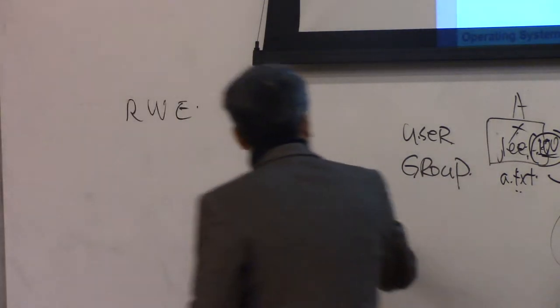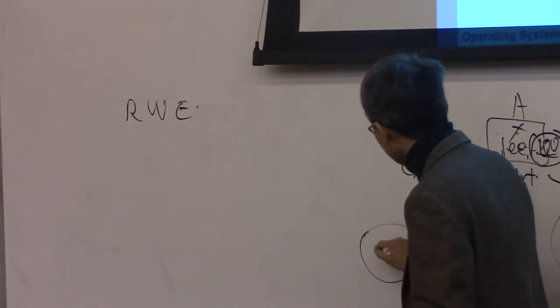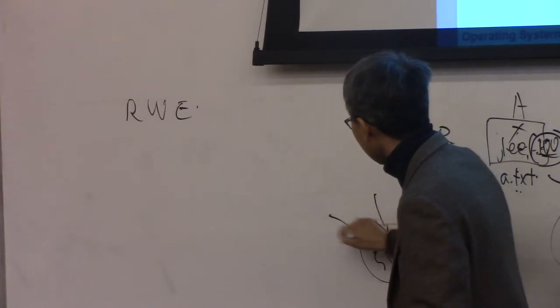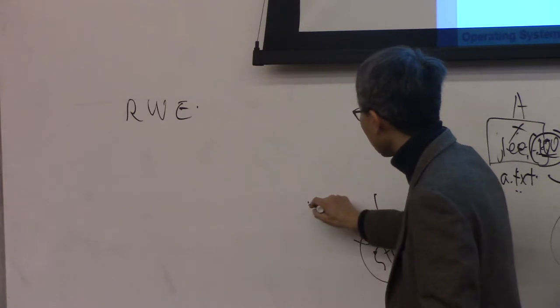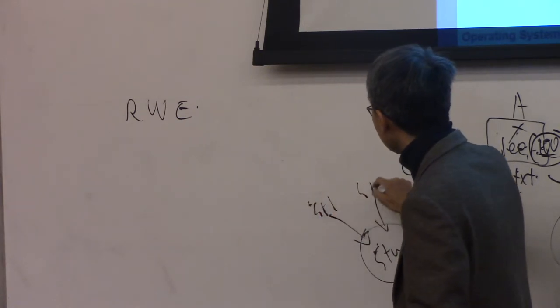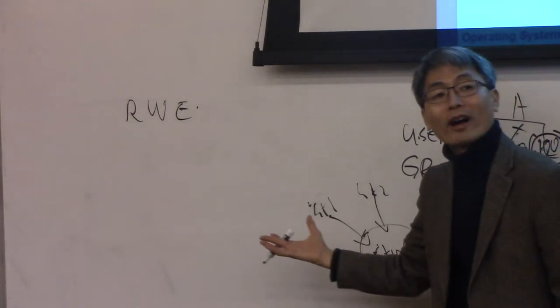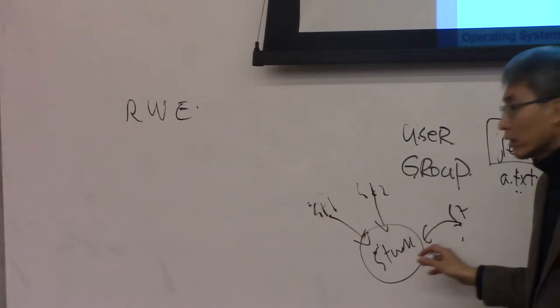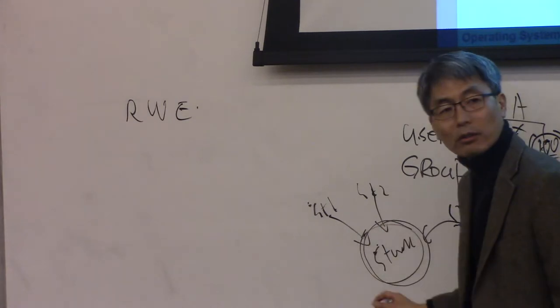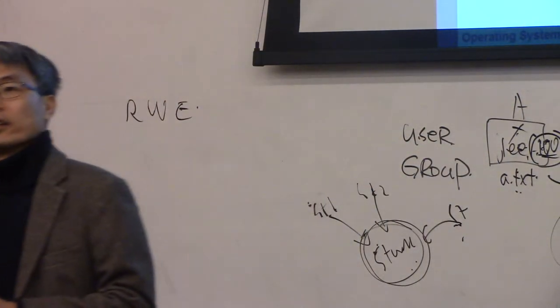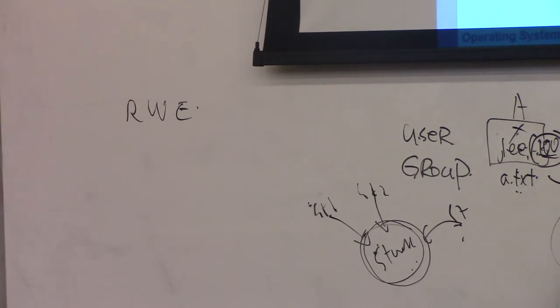So if we create the group, like the student group, we can assign this group to student 1, student 2, student 3. Then instead of granting the permission to each user, we can grant the permission to the group, and it will be automatically granted to the users who belong to the same group.